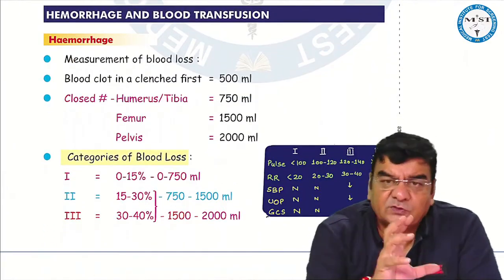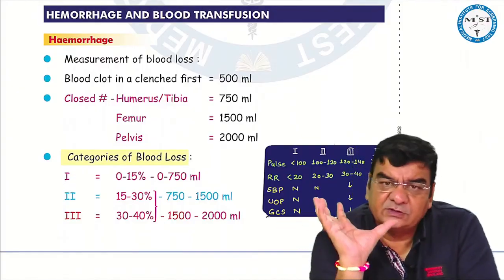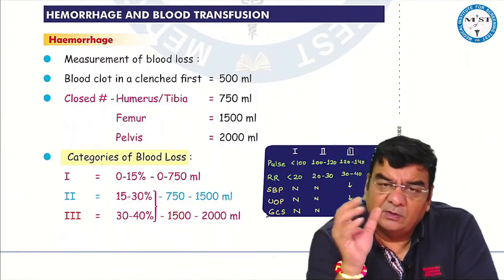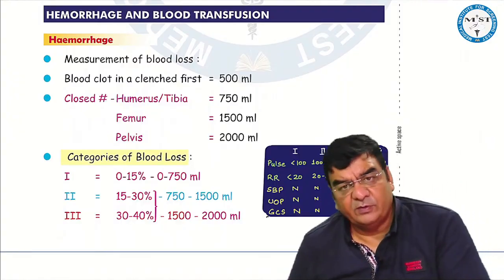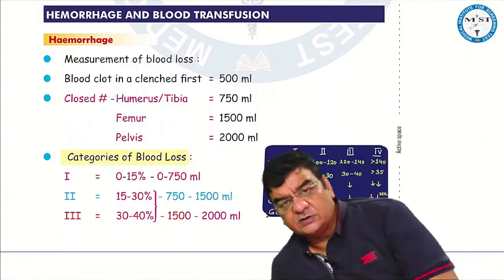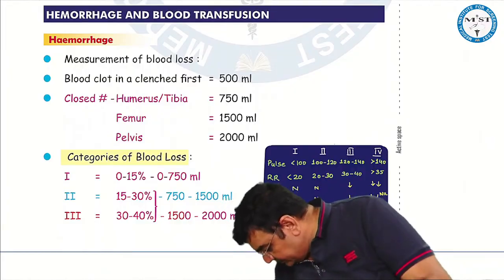Hemorrhage and blood transfusions: let us see how to measure the amount of blood loss. Blood loss in a fist is taken as 500 ml. Blood loss in closed fractures like tibia and humerus fractures is 750, femur 1500, and pelvic fractures 2000 to 2500 ml.